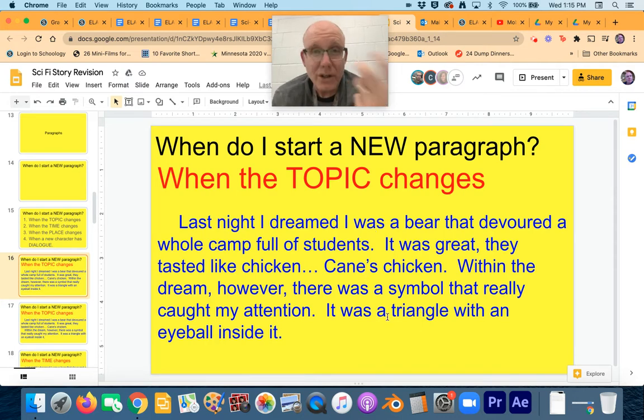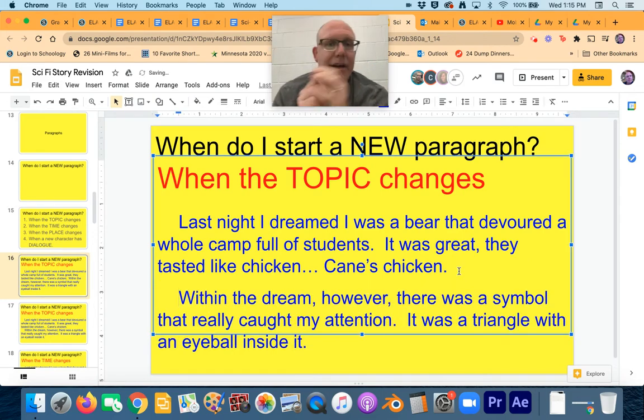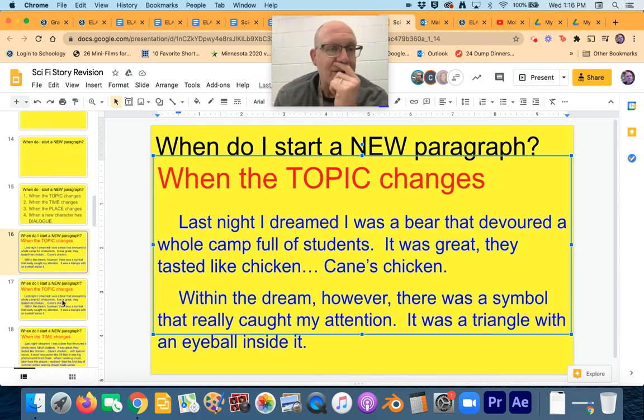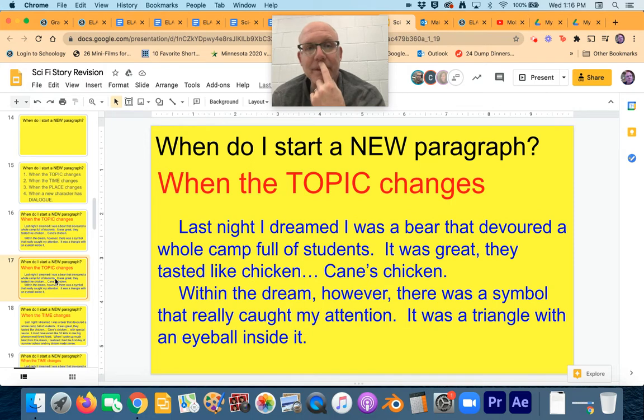Okay, so we could actually go right there and get ourselves a new paragraph, because really this whole part right here is all about the general introduction of this dream, and it's a summary, and it talks about the taste of everything. This paragraph is really about this one symbol, so the topic has sort of changed, even though the dream is still in there. So here's how it really should look right there.